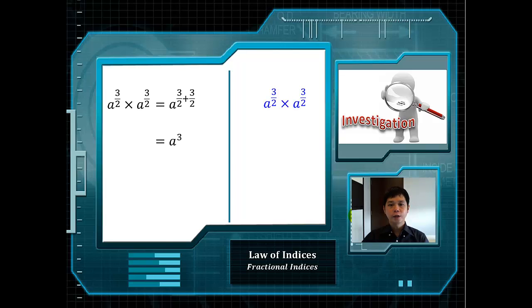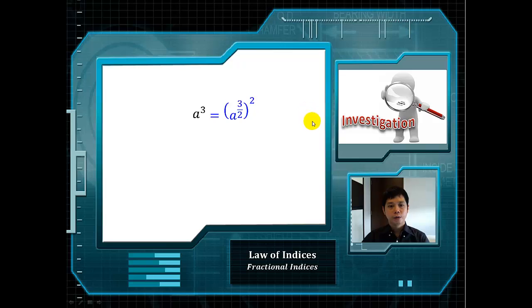Since we multiply a to the power of 3 over 2 by the same term, we can write it as a to the power of 3 over 2 squared. Once again, as the left expression is the same as the right expression, we can safely say that a cubed is equal to a to the power of 3 over 2 squared.